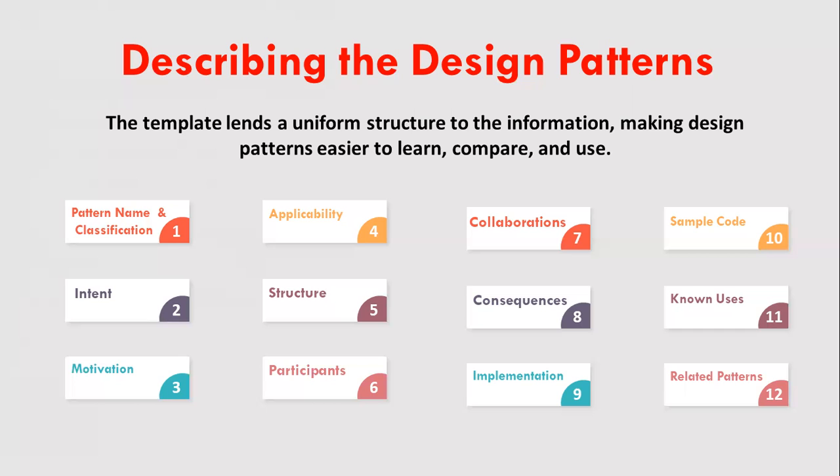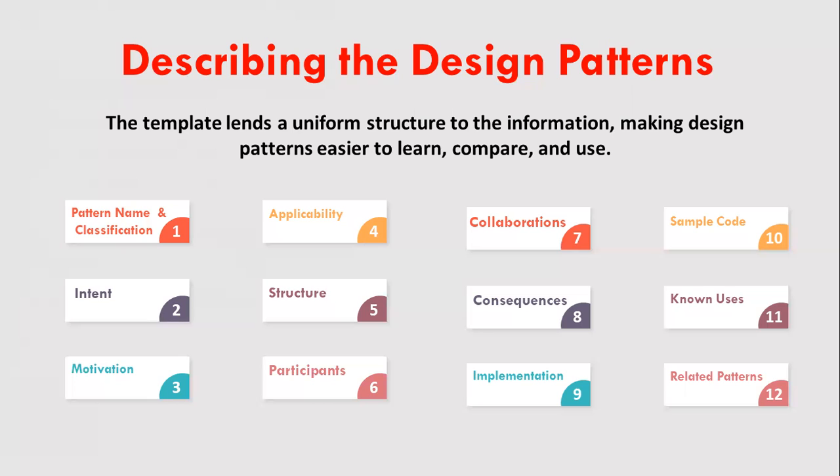Coming to the sample code, these are code fragments that illustrate how we might implement the pattern in C++, Smalltalk, or any other language. And here the known uses are examples of the pattern found in real systems. Here we include at least two examples from different domains. And coming to the related patterns, what design patterns are closely related to this one, what are the important differences, and with which other patterns should this one be used? All these things we need to discuss when coming to related patterns.